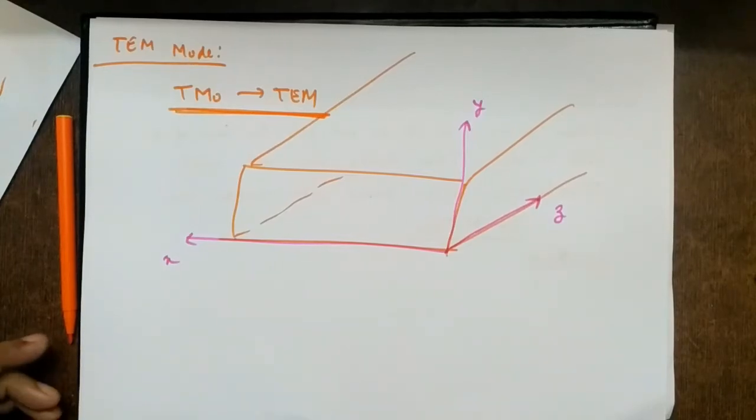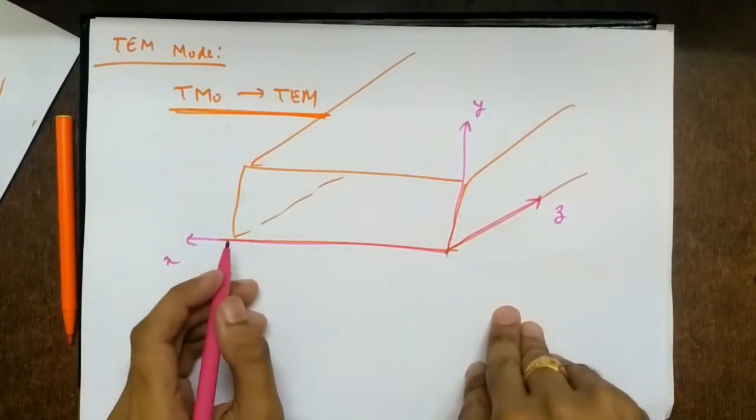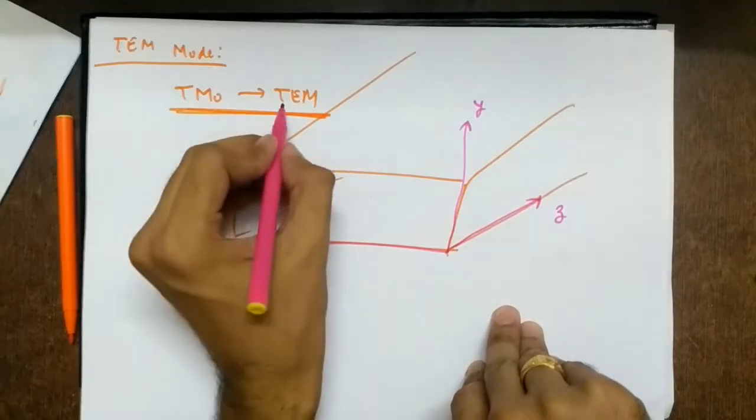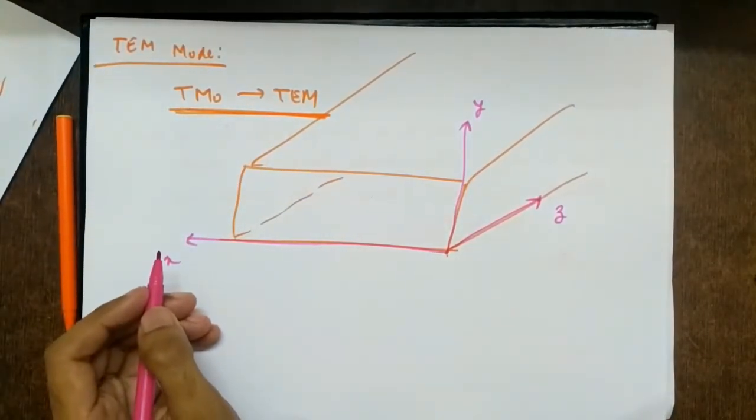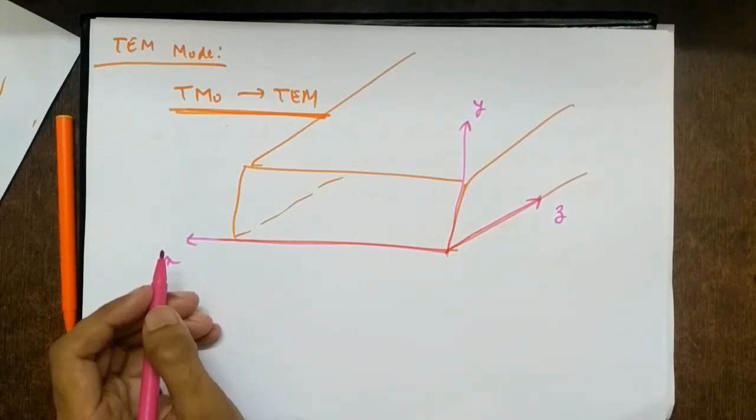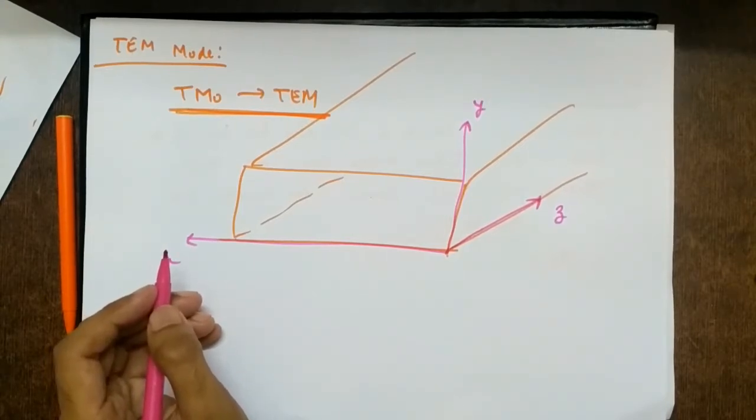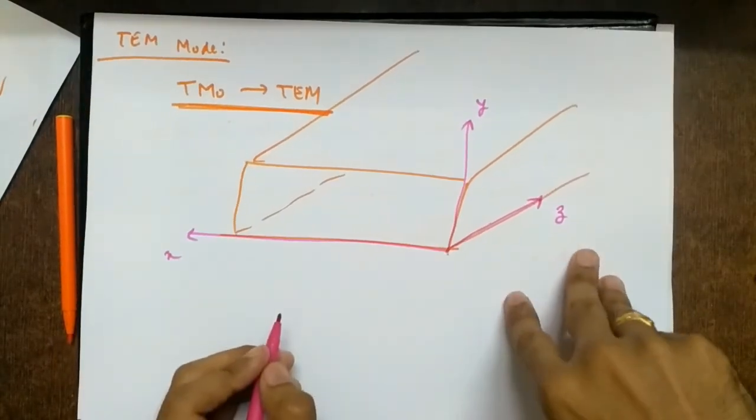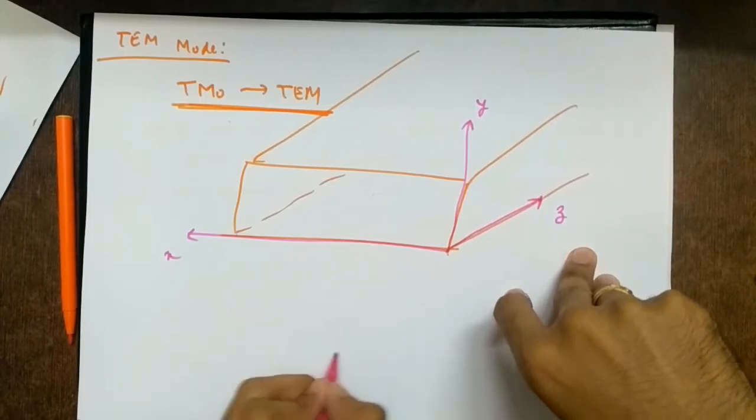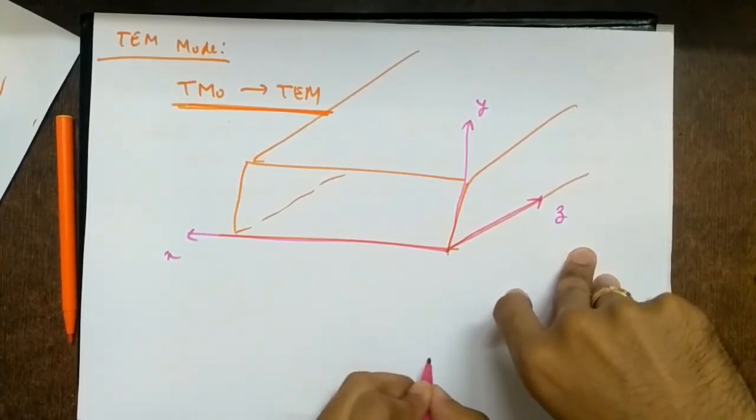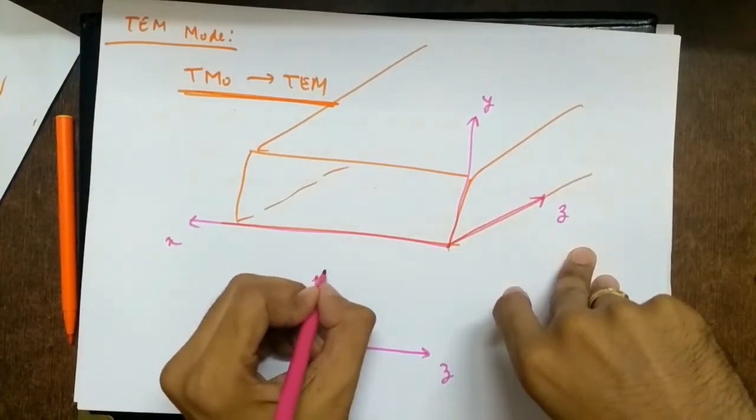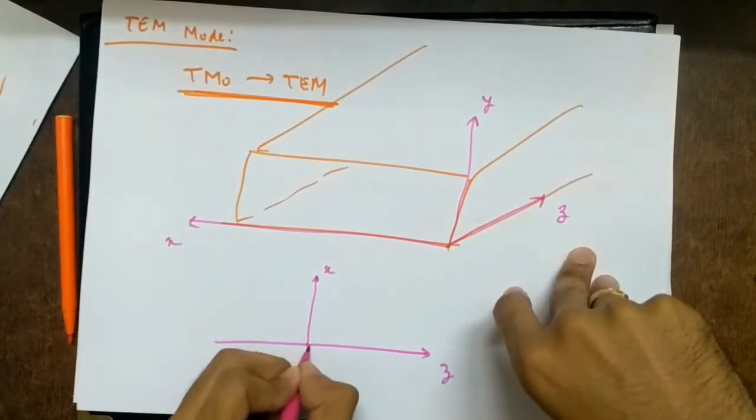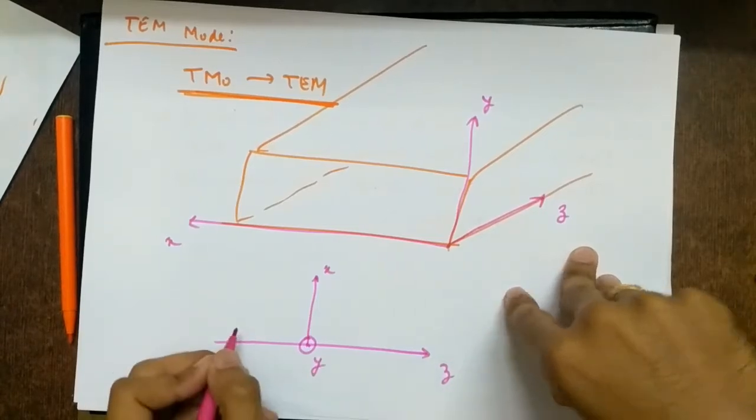So let's say the mode exists. If the TEM mode exists, we know it is the transverse electromagnetic mode. Which means the electric field is along the X direction, and the magnetic field is along the Y direction. If you remember that reflection lecture, or the parallel plane waveguide first part, this was our Z axis, this was our X axis, this was Y axis.